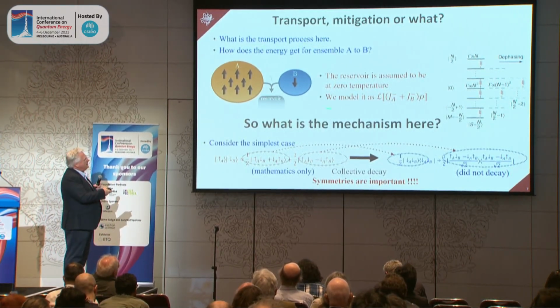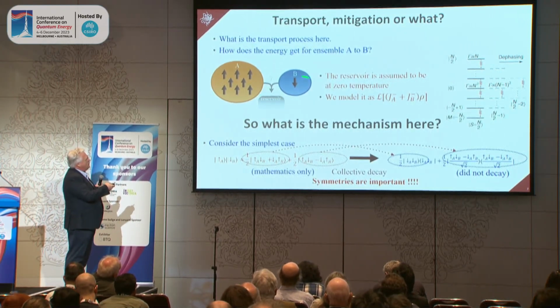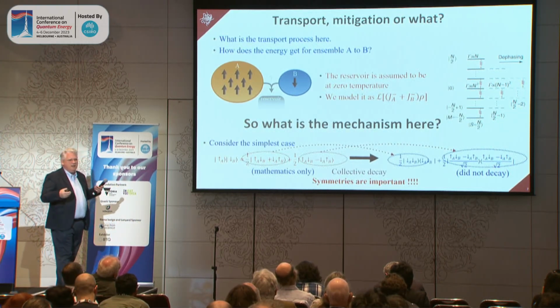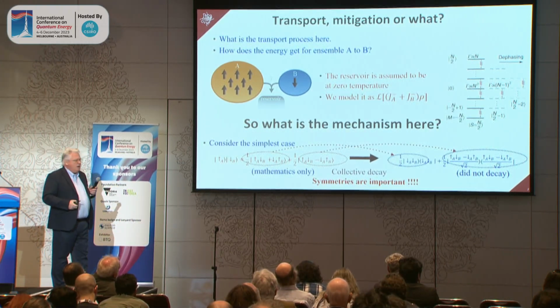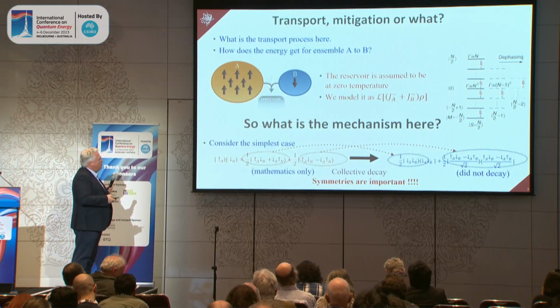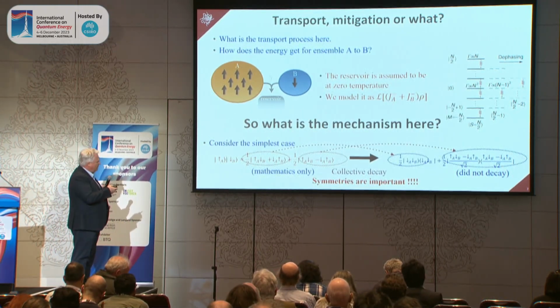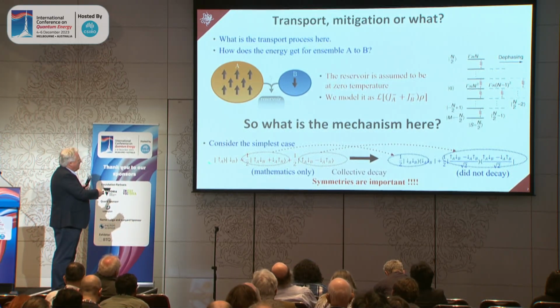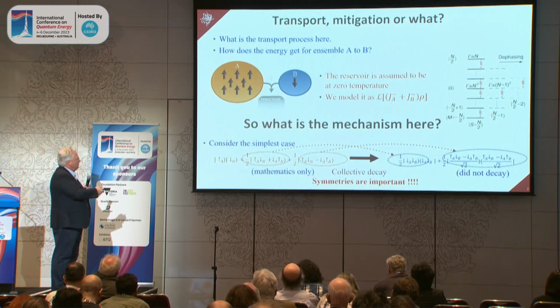We first need to think about how we're actually modelling this reservoir at the moment. The simplest way is just to use collective spins, and you have this Lindbladian term, J_A plus J_B. But what's the explanation? Why is it doing this? The simplest thing to think about is what's actually happening. So think about just the simplest possibility.